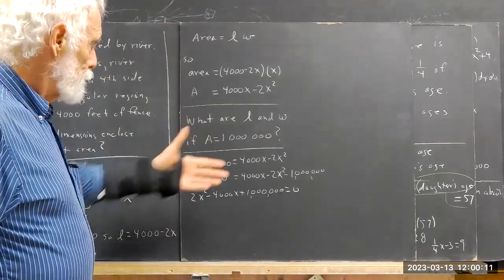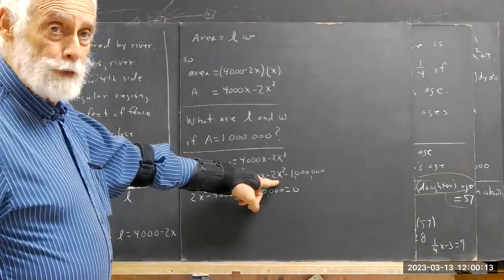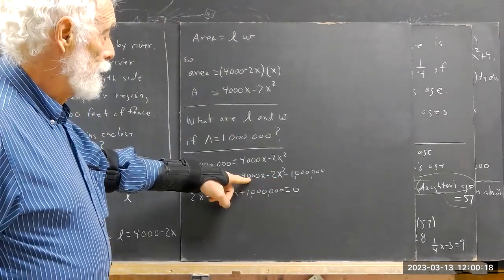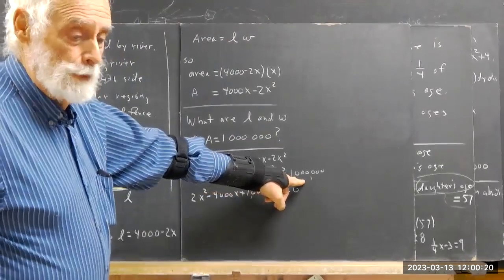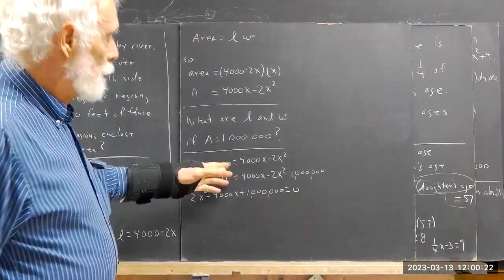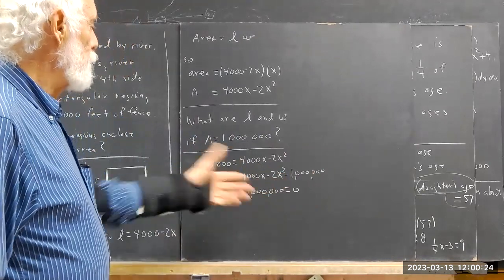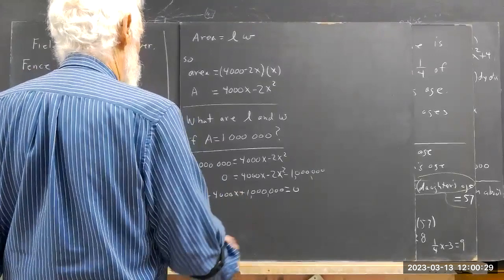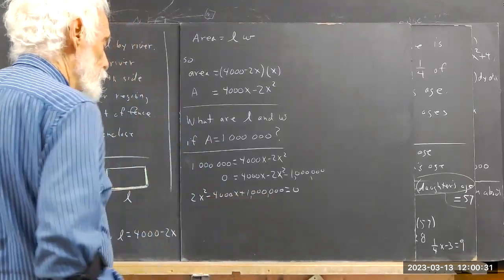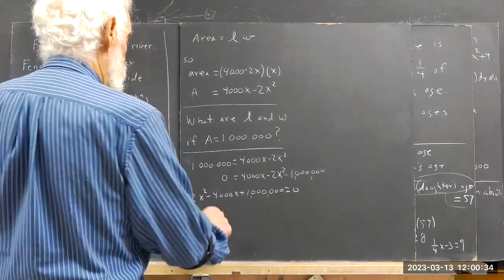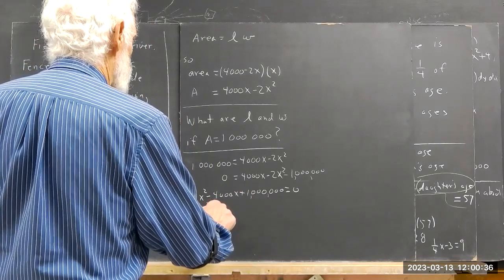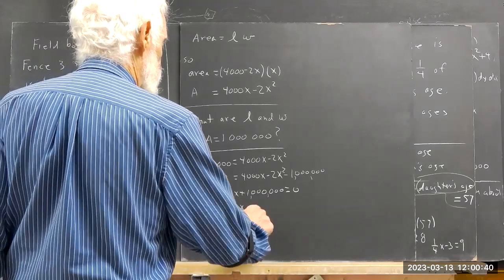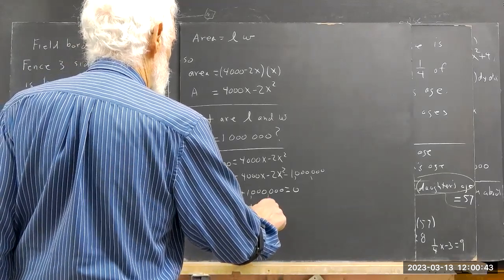And when I wrote this, I chose to make the 2x squared positive, and then the 4,000x would be negative, and the 1,000,000 would be positive. In other words, I multiply all this by -1, then switch the sides. So it's a little easier if you notice that everything can be divided by 2. Your numbers are just a little smaller. So when you square 2,000, it's a little nicer than squaring 4,000.